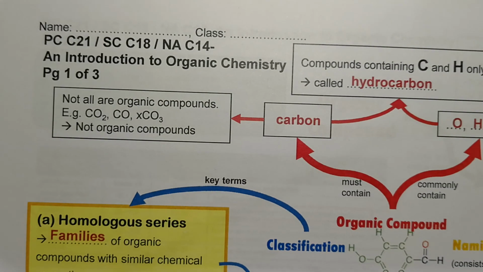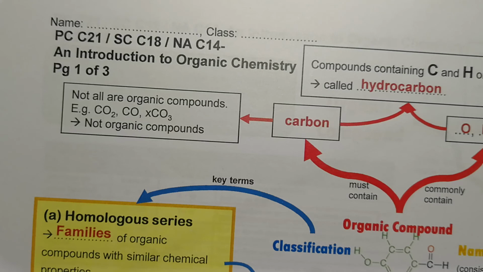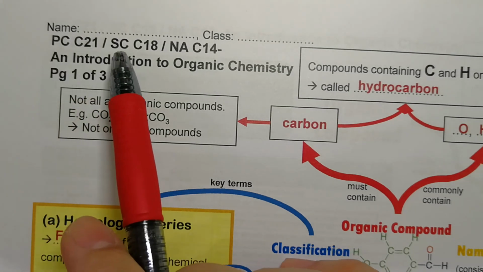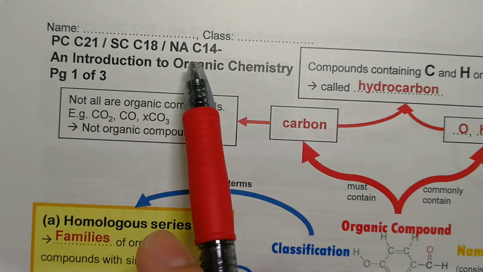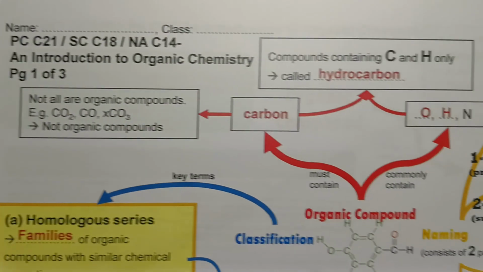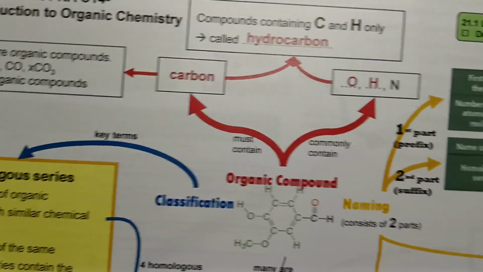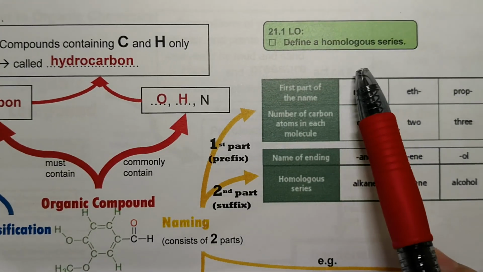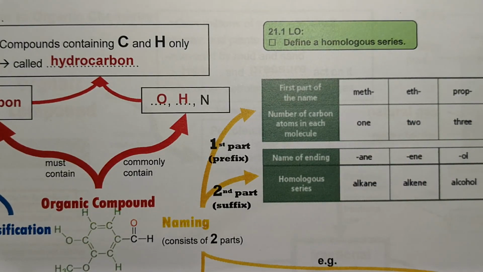Hi, this is the video on Introduction to Organic Chemistry: Pure Chem, Chapter 21; Science Chem or Combined Chem, Chapter 18; and Normal Academic Chemistry, Chapter 14. So let's look at the learning objective: define a homologous series.